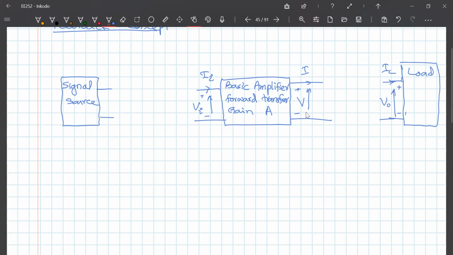Right, now in feedback concept, what we do is basically we sample part of the output. Okay, so you put a sampling circuit here.